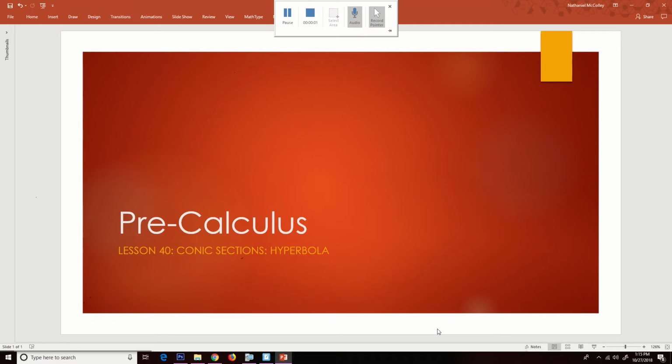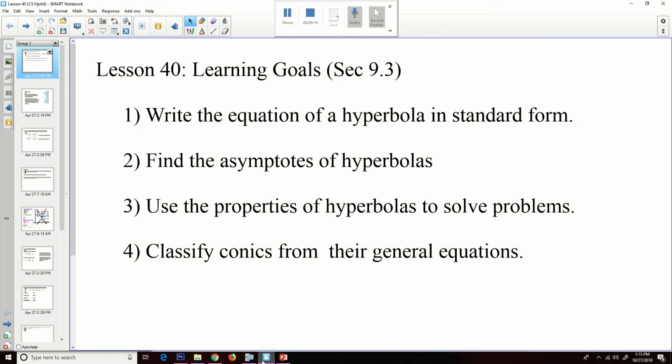Okay, good day. This is dual enrollment pre-calculus. I am Mr. Cully. This is lesson number 40, conic sections, the hyperbola. Let's get right to it. It is, in fact, the hyperbola, not the hyperbola.